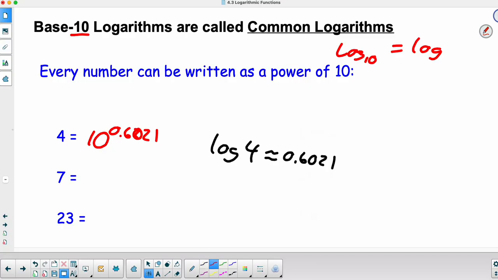Just like 7. I can write 7 as a base of 10. It's 10 raised to the, this one's a little bit bigger number, 0.8451. Why is it 10 raised to the 0.8451? Well, it's because what's log base 10 of 7?